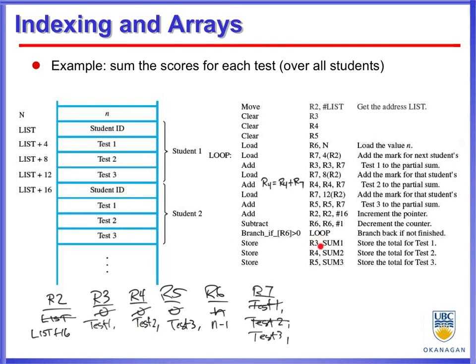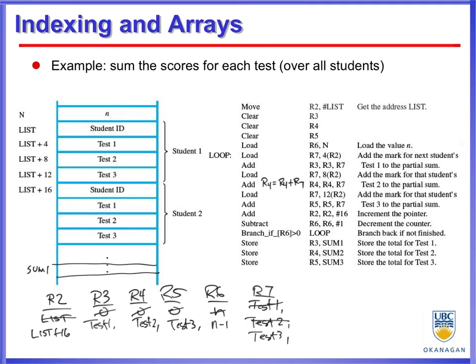So store says, take whatever's at R3 and put it in the address sum1. Okay? Sum1 is presumably somewhere here in memory, we've got an address sum1. Okay, so whatever is in R3, which is the sum of all the test 1s, is going to be stored here in this memory location. Same thing with R4 is going to be stored at some other location called sum2 in memory, and R5, which is the sum of all the test 3s, is going to be stored into a third memory location called sum3.